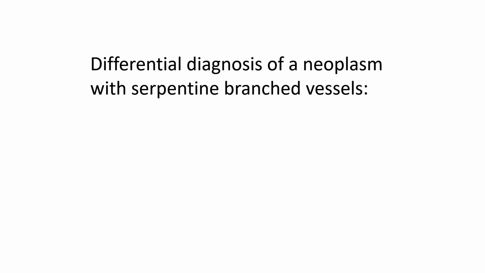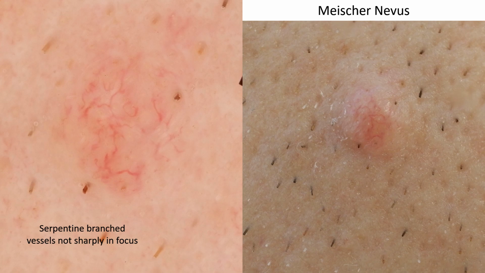The differential diagnosis of a neoplasm with serpentine branched vessels is an intradermal nevus. And here we have this pink lesion on the face, also known as a Mishra nevus, where you have serpentine branched vessels, but you can see they're not sharply in focus, and they have this orangish yellowish hue.